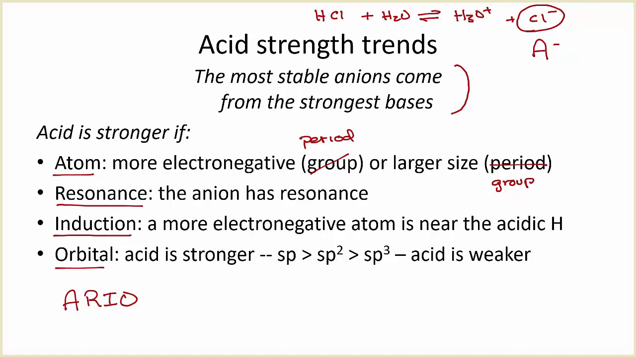Resonance: if an anion has resonance, it'll be more stable, and that will allow the acid to be stronger. Induction has to do with electronegativity. We'll cover that later. And then orbital has to do with hybridization. Remember, we talked about sp hybridized atoms in chapter 1: atoms that have only 2 electron groups on the central atom. Those tend to be more acidic, and sp3 tends to be less acidic.